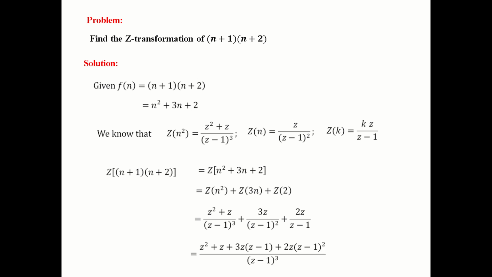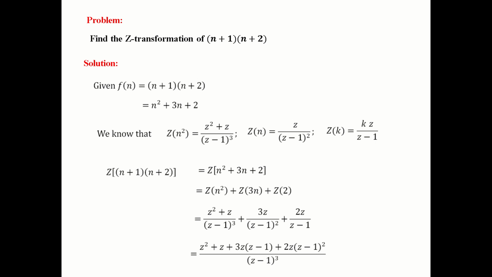Now we are taking the LCM. So (z minus 1) whole cube is the LCM. First term in the numerator is z square plus z, and the denominator is (z minus 1) the whole cube, so we are writing the same thing, z square plus z. Second term, the denominator is (z minus 1) whole square, but the LCM is (z minus 1) whole cube. So we are multiplying. What is the balance remaining? You are having z minus 1, right? (z minus 1) into (z minus 1) whole square gives (z minus 1) whole cube.